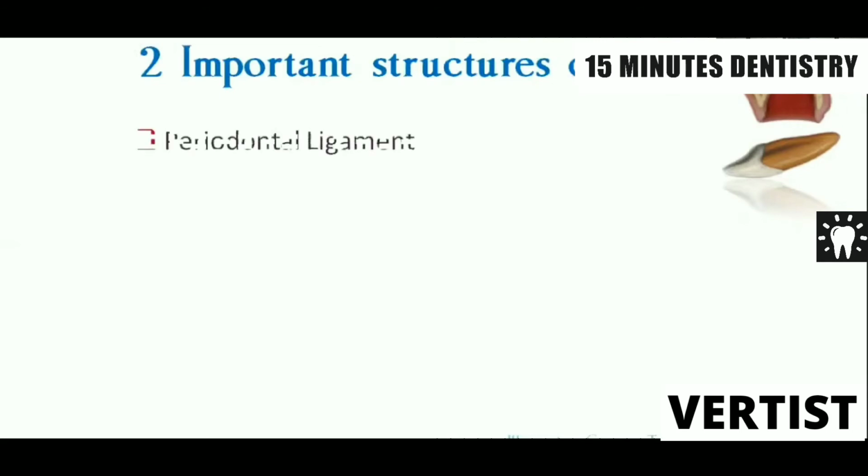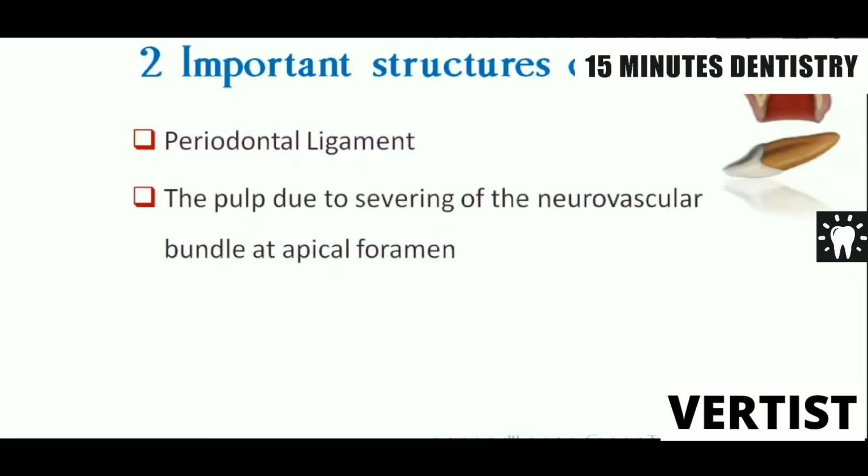So what are the structures which are damaged when a tooth is avulsed? The two important structures which are damaged: first is the periodontal ligament. It is completely torn. The periodontal ligament is a structure which is attaching the tooth, the cementum, to the alveolar bone. Second, the pulp is also damaged. Why? Because if the tooth has come out of the socket, the neurovascular bundle entering the pulp tissue at the apical foramen is completely severed. So the pulp and the periodontal ligament are the two important structures which are completely damaged when the tooth is avulsed.